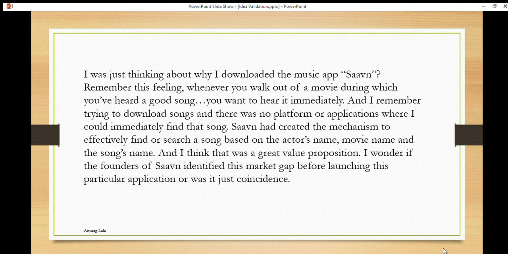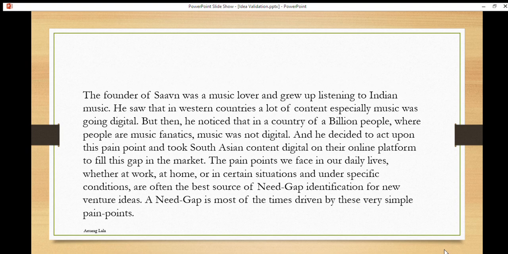So every startup entrepreneur has to find the problem and make something that will remove the gap from the society, or the gap of that particular problem. The founder of Saavn was a music lover and grew up listening to Indian music. He saw that in Western countries a lot of content, especially music, was going digital. But he noticed that in a country of a billion people like India, where people are music fanatics, music was not digital. He decided to act upon this pain point and took South Asian content digital on their online platform to fill this gap in the market.